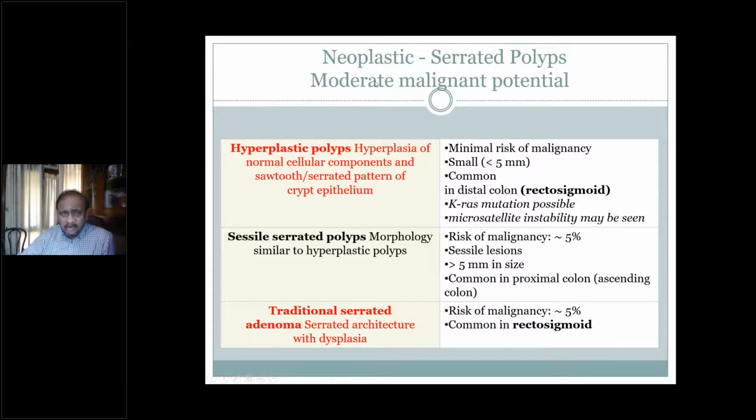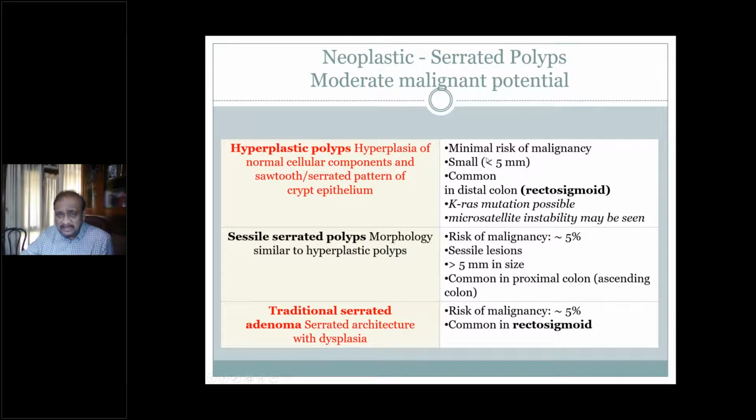And what are these moderate malignant potential? These are basically serrated polyps, right? So you have a hyperplastic polyp, which is basically hyperplasia of all the elements, and these have a sawtooth or serrated pattern of crypt epithelium. That means you have the crypt, and the epithelium lying there is showing a serrated pattern. That's why it's known as a serrated pattern of crypt epithelium.